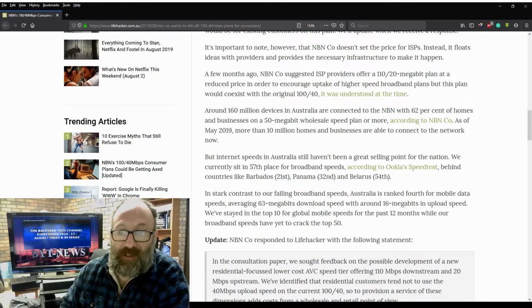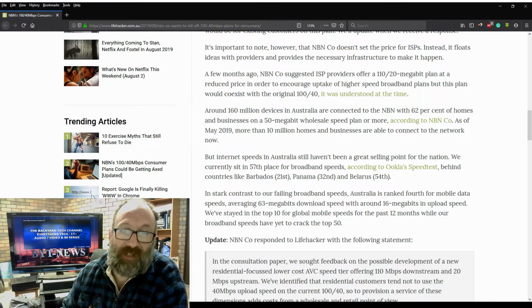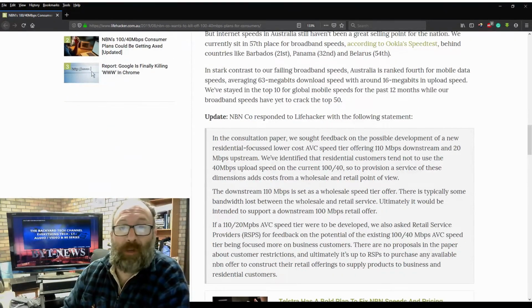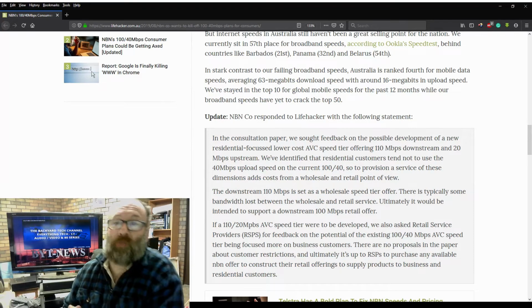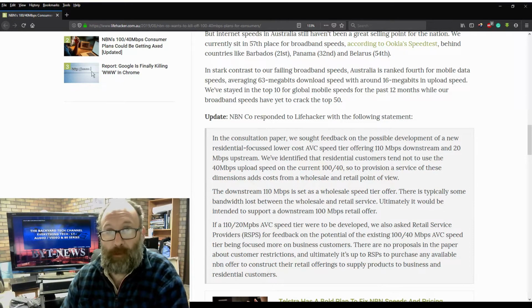But internet speeds in Australia still haven't been a great selling point for the nation. We currently sit in 57th place on broadband speeds according to Ookla's speed test, behind countries like Barbados, Panama and Belarus. In stark contrast to our failing broadband speed, Australia is ranked fourth for mobile data speeds, averaging 63 megabit download and around 16 megabit upload speed. We've stayed in the top 10 for global mobile speeds for the past 12 months, while our broadband speeds have yet to crack the top 50.